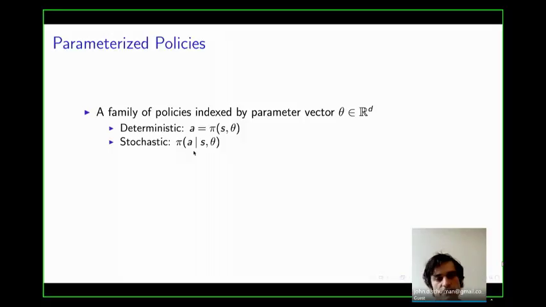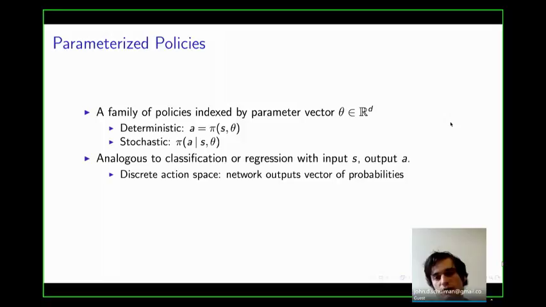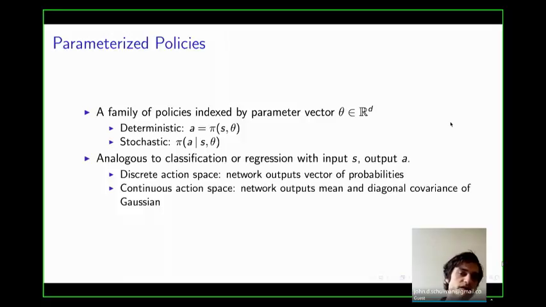And this is totally analogous to classification or regression, where the state is your input and the action is your output. And you can use the exact same kind of function approximators that you would use in classification or regression. For example, if your reinforcement learning problem has a discrete action space, you can take a network architecture that would have been used for classification, where your network outputs a vector of probabilities. Whereas if you have a continuous action space, you can use a network that you would have used for regression, where the network can be interpreted as outputting a mean and a diagonal covariance matrix for a Gaussian.